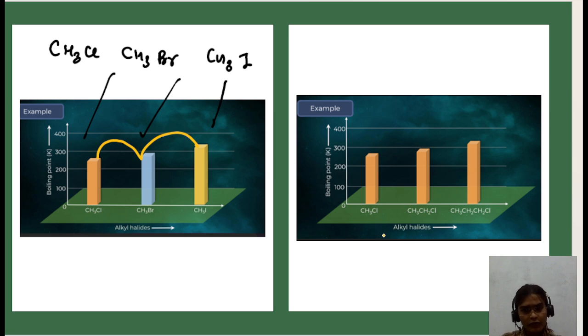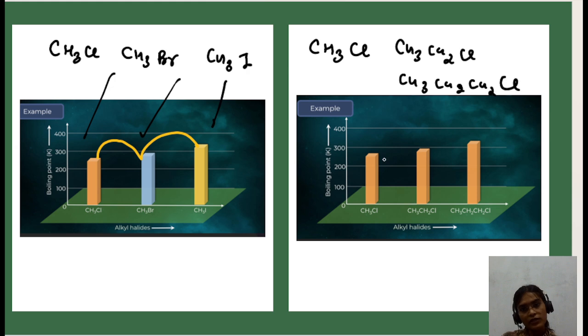On this side we are comparing the number of carbons. For example, in this case, what is the difference? First, CH3Cl; the second is CH3, CH2 and Cl; the third is CH3, CH2, CH2 and Cl. It means as we move from this to this on the graph, the carbon number keeps changing: one carbon, two carbons, and three carbons. That's it. This is all for this slide.